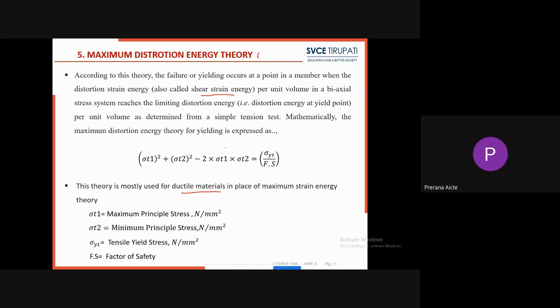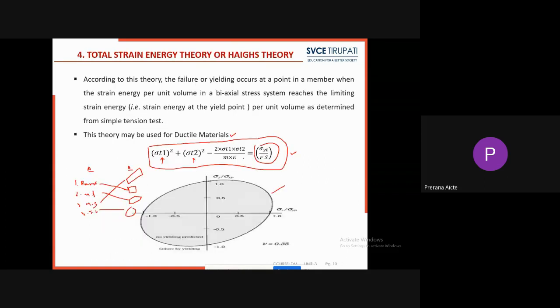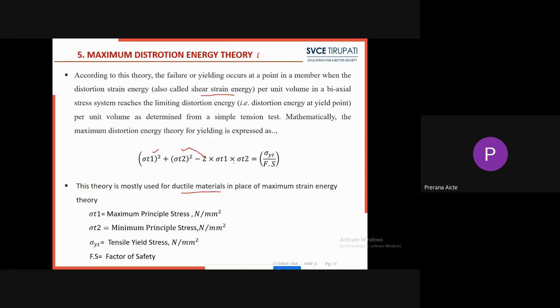In this maximum distortion energy theory, we are going to use it for ductile material. The basic equation is sigma T1 square plus sigma T2 square minus 2 sigma T1 T2 is equal to sigma Y by factor of safety. What is the previous equation? See here. It is the same: 2 into sigma T1 into sigma T2 by M into E. But in this equation, we should remove the M into E. Just write sigma T1 square plus sigma T2 square minus 2 into sigma T1 into sigma T2 is equal to sigma YT by factor of safety. It is the basic equation we are going to use.